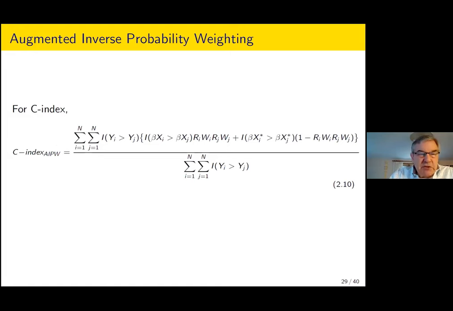And there's a version of this for the C index too. That was the Brier score I showed you. There's AIPW for the C index. You can see this augmented term, the second term here, involves this prediction model. So there are two models floating around when you use AIPW: a model for missingness and a model for the X that is missing. You get to use them both, so you get to use all the data. So you can see it's probably going to be a bit more efficient, and it has this nice double robustness property.